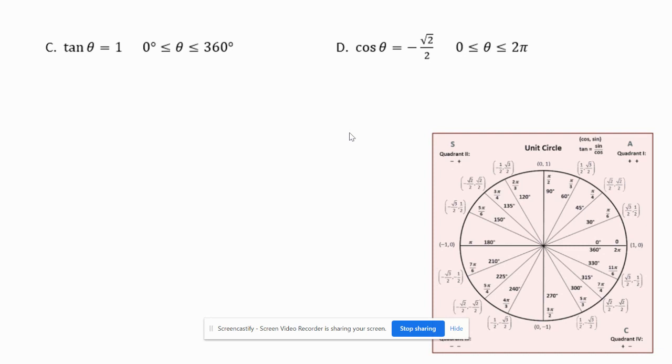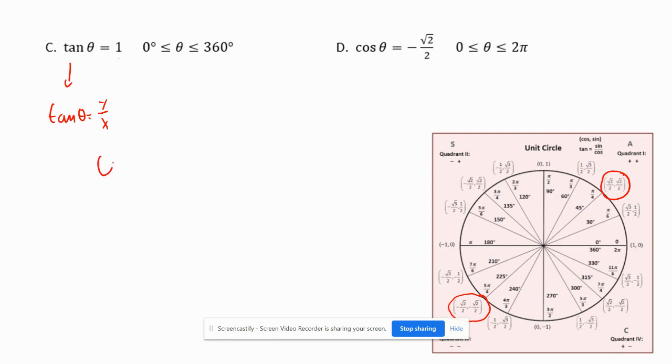Okay, tan theta equals 1. Okay, now what we know about tan theta is y over x. Now, if we get an answer of 1, what this means is that y and x have to be the same value. Okay, now looking at your unit circle, where does that happen? Well, it happens twice. It happens here, at 45 degrees, because we're in degrees for this one, where x and y are both root 2 over 2, and it happens down here at 225 degrees as well. Both the x and the y values are both negative root 2 over 2 as well.